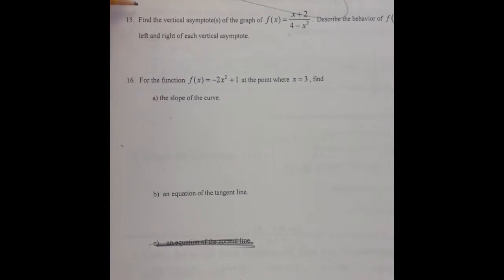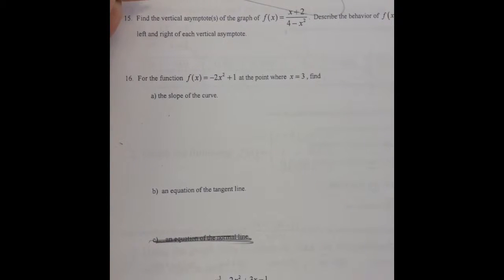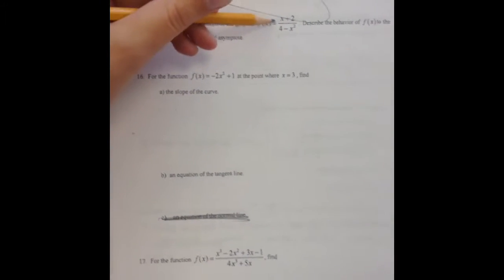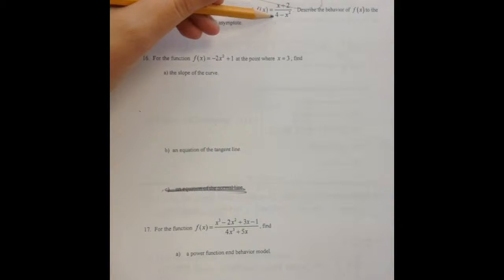Alright, so we have to find the vertical asymptotes of the graph f of x equals x plus 2 over 4 minus x squared. So let's factor this on the bottom. So that equals x plus 2 over 2 minus x times 2 plus x. And so when we do that, we can cross out the 2 plus x and the x plus 2 since they equal each other, and we end up with 1 over 2 minus x.